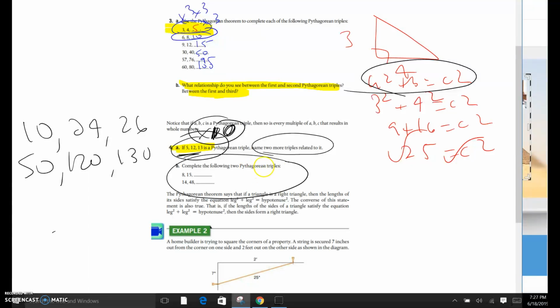Complete the following triples. So you know these are Pythagorean triples, which means they have to work in Pythagorean theorem. So again, this is going to be your A, your B, and then go ahead and solve for C. So I'll give you another minute if you weren't quite sure what to do there.